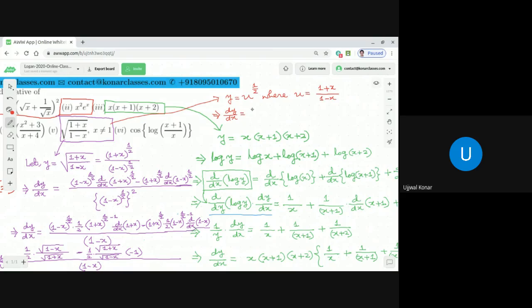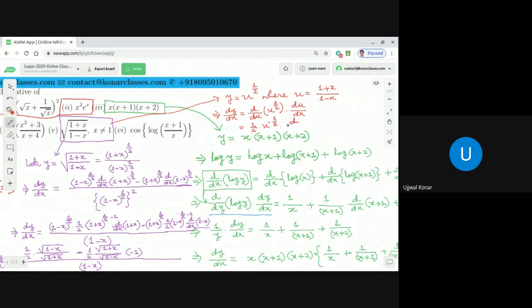So if you find dy by dx, what you will do? First I found dy by du, d by du of u to the power 1 by 2, into then du by dx. So what is d by du of u to the power 1 by 2? 1 by 2 into u to the power minus 1 by 2. Fantastic.